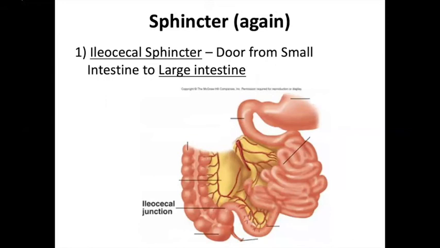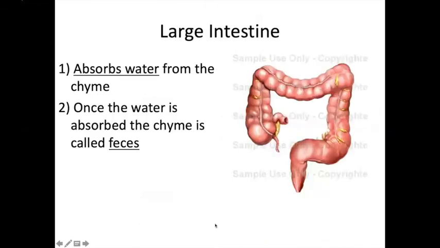Your first one was at the beginning of the stomach, the cardiac sphincter, then at the end of the stomach was the pyloric sphincter, and now this is the ileocecal sphincter, from the ileum to the cecum. I don't think I need to show you another sphincter video. You've seen enough of that.